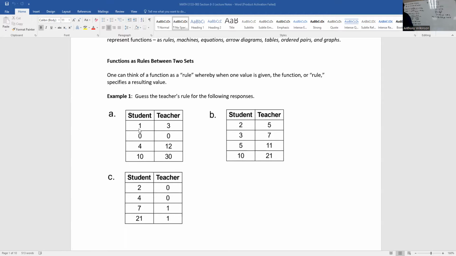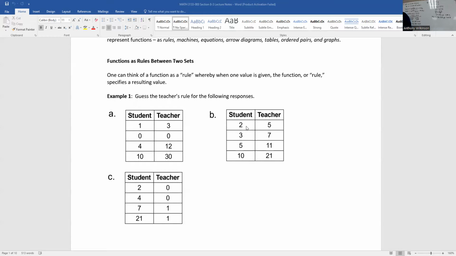Student gives the number 1, the teacher responds with an answer 3. Then 0, 0, 4, 12, 10 to 30. What would be that rule for that table? You multiply by 3. Student says 1, the teacher multiplied that number by 3 to get 3. Student says 0, 3 times 0 is 0. For 4, 4 times 3, that's 12, and for 10, 10 times 3 gives you 30.